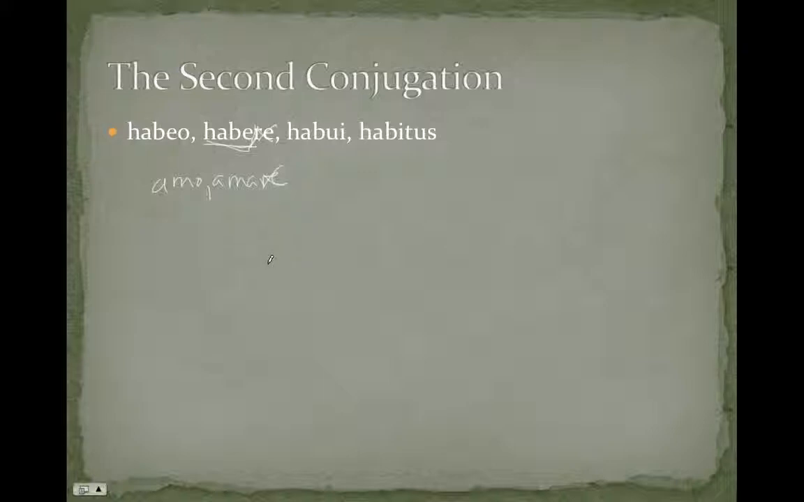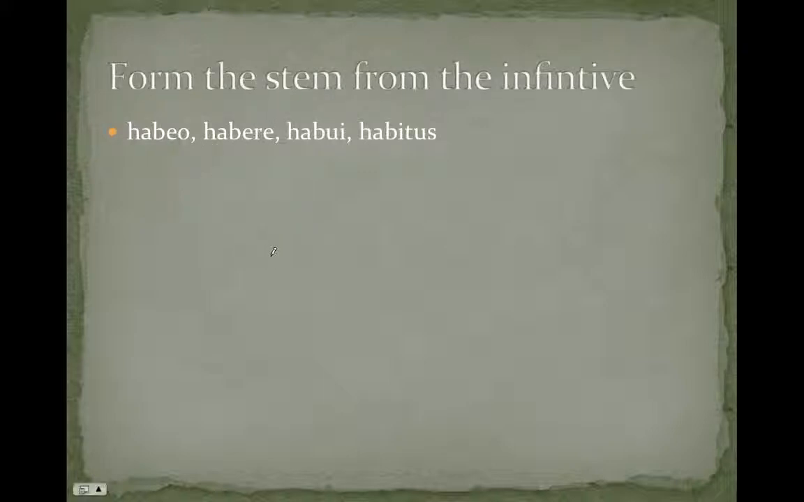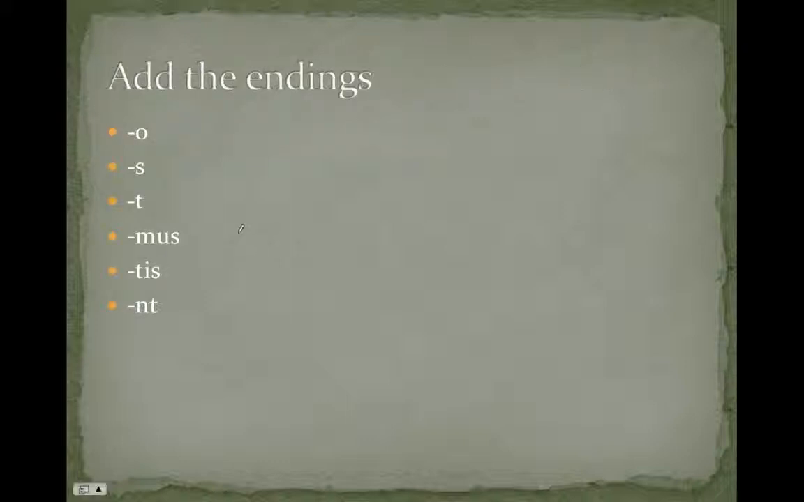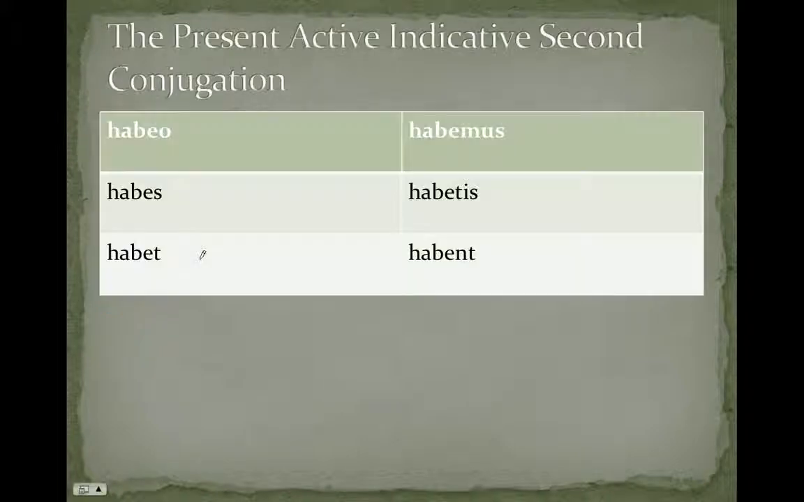So let's take a look at how this works. We're going to take that stem, we're going to add the endings o, s, t, mus, tis, nt, which you should have started memorizing from the first conjugation already. So if we take a look at the present active indicative of the second conjugation, take our stem habe, habeo, and of course we get this actually also from the first principal part. But here we're not going to have that contraction of the E and the O.